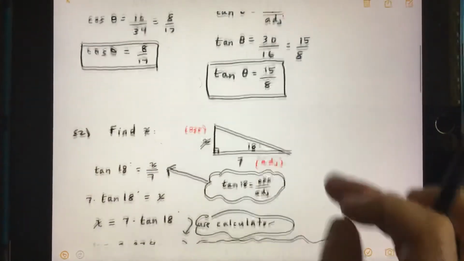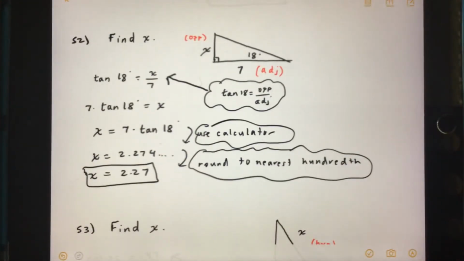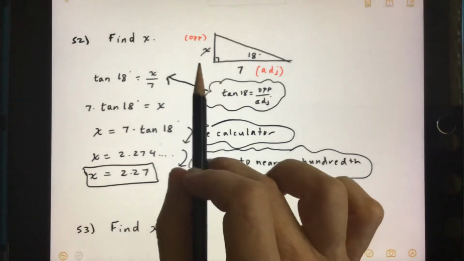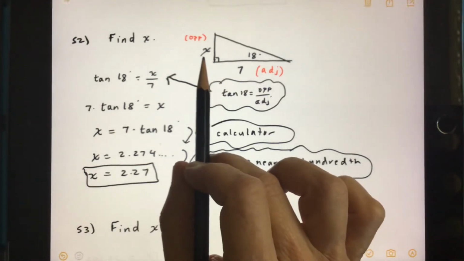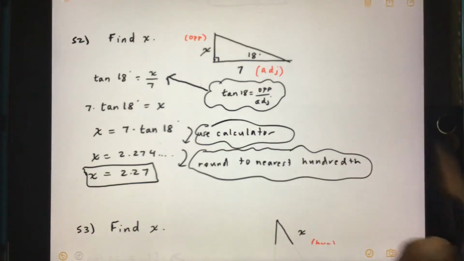All right, sample 2. We're going to find values of x for the next 3 sample problems, and we're going to use our tangent, sine, and cosine trig functions to do so. So to find this x here, I'm first of all going to label the pieces of my triangle that have numbers or variables on them.